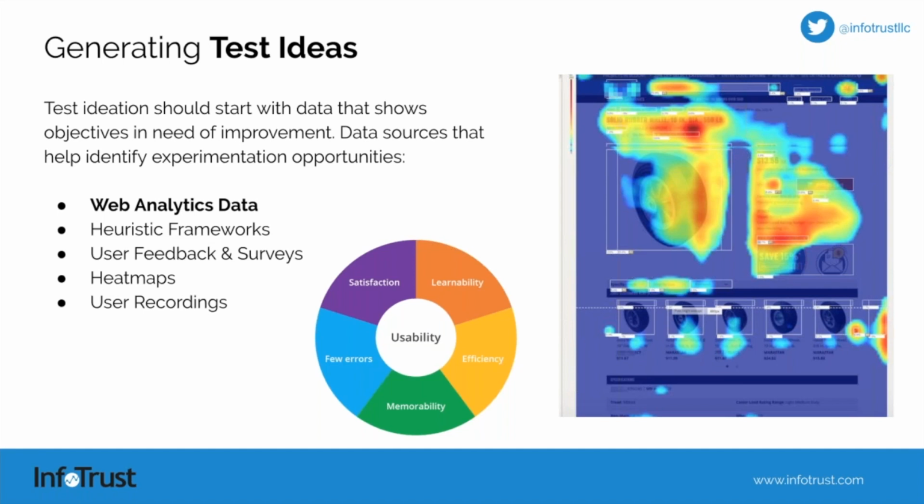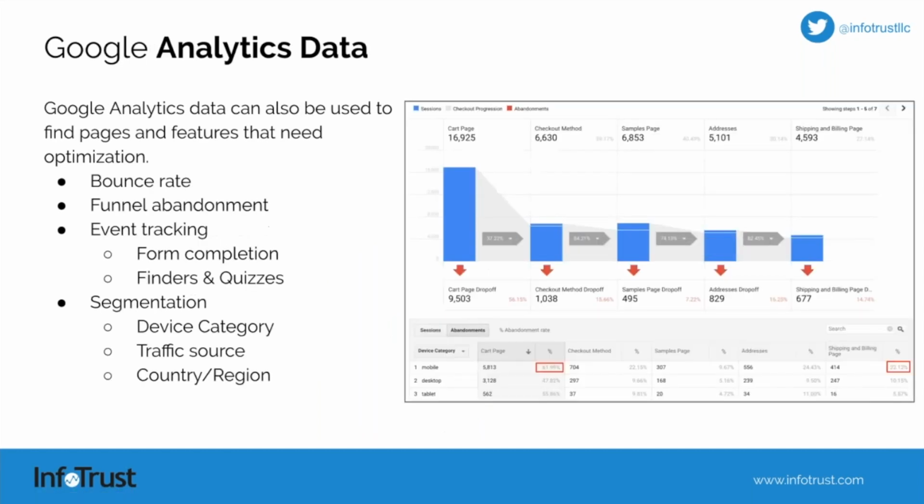You can also look at other data sources that you may be using. If you have a UX team that's done some type of heuristic frameworks or analysis, user feedback and surveys are good places to look for ideas on customer frustrations, as are heat maps and user recordings. But like I said, Google Analytics data should be your main source of data when you're starting to work through building a strategy for a test to create.